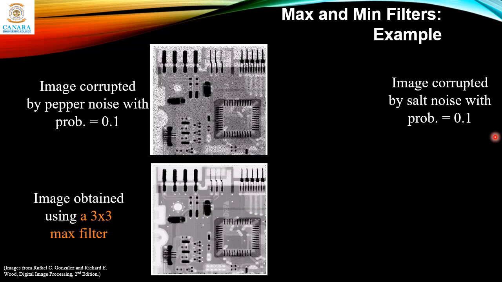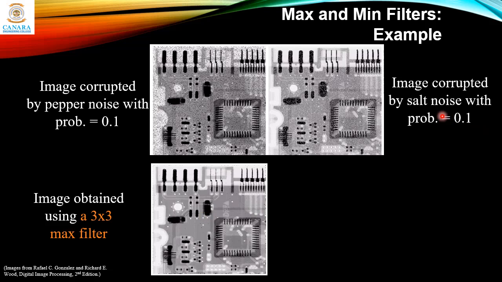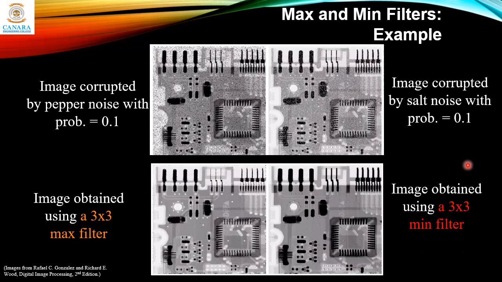Now if you corrupt the same image by salt noise, you can see the bright spots here, no dark spots, it's salt noise, and you filter it using the min filter, we get this result. The image is a bit darker, but it has eliminated all the white noise in the image.